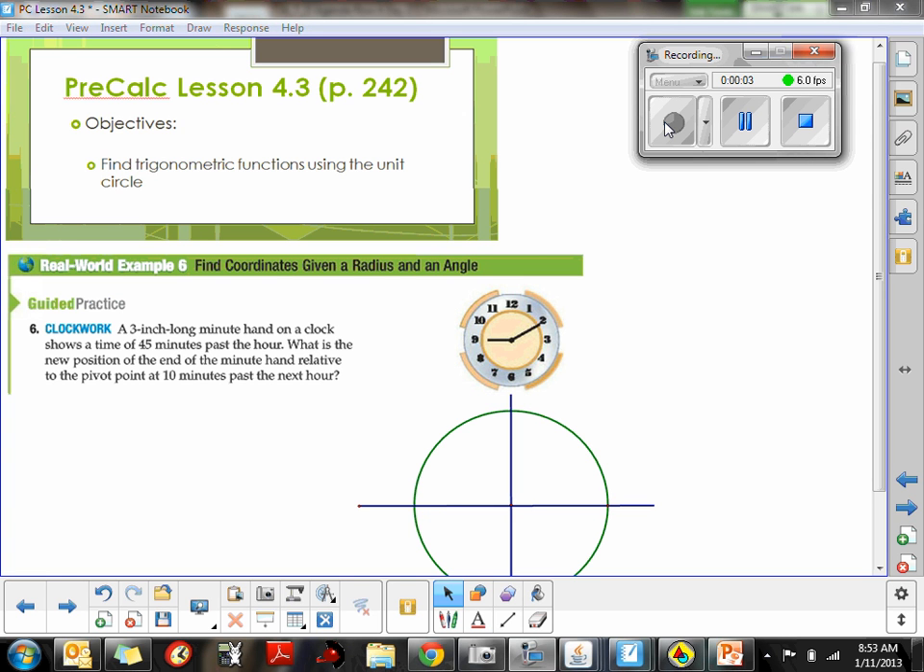In the next example, we're going to use the information that we've learned throughout the lesson to help us solve problems involving different real life or real world applications. And this one just happens to be on a clock. So we're going to look at this problem.